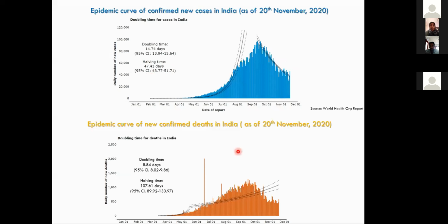And the epidemiological curve of the confirmed deaths. Here the doubling time is about 8 days and halving time 107 days. That is a very gradual difference, and we can find the graph of the confirmed deaths has been varying all over. It increased in the period of September, October, and it is found to be decreasing in the present scenario.